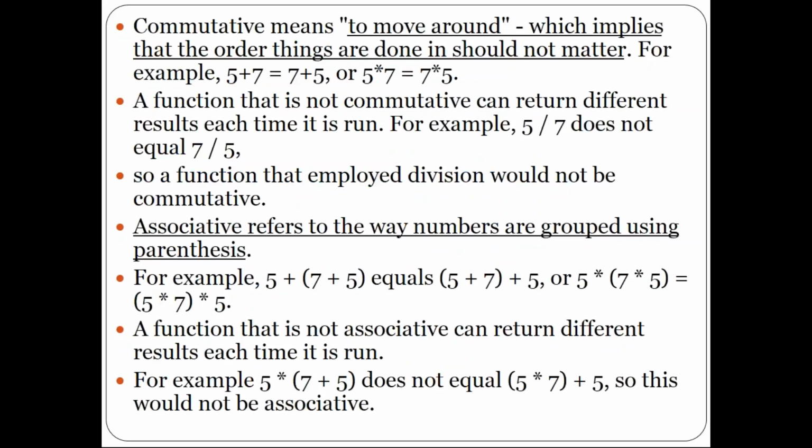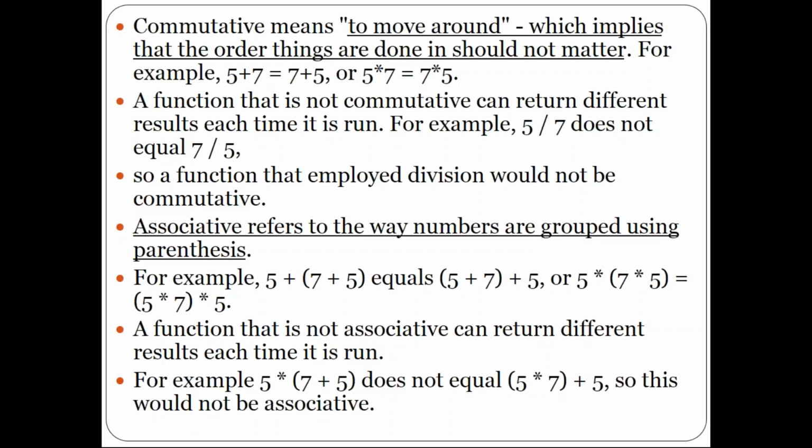Okay. Here, commutative means move around, which implies that the order in which things are done should not matter at all. Example, 5 plus 7 is 7 plus 5. 5 into 7 is 7 into 5. Okay. 5 plus 7 is 12. 7 plus 5 is also 12. 5 times 7 is 35. 7 times 5 is 35. So in that way, commutative means whichever order things are done, your results will be the same.